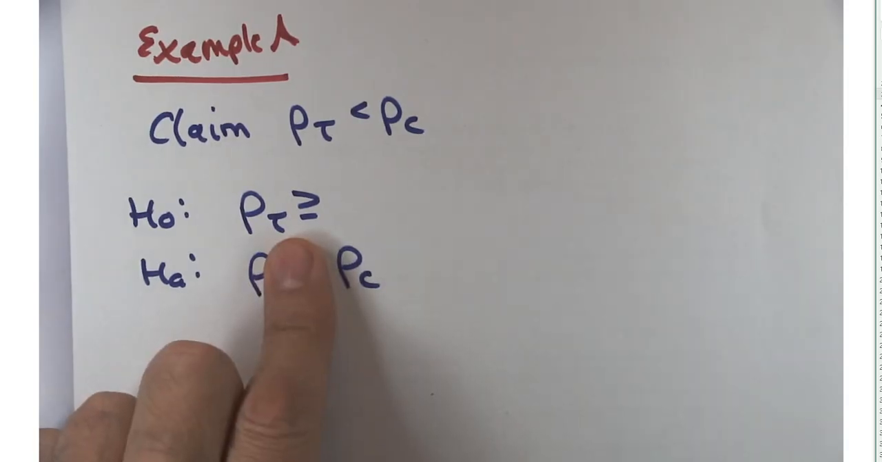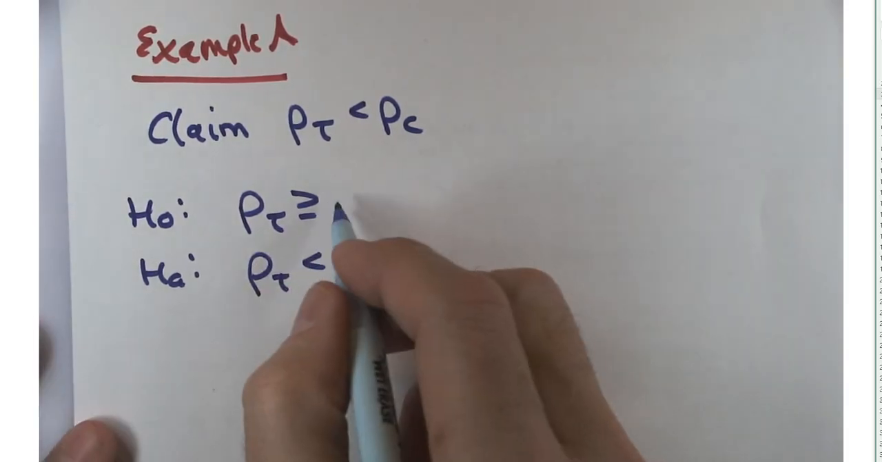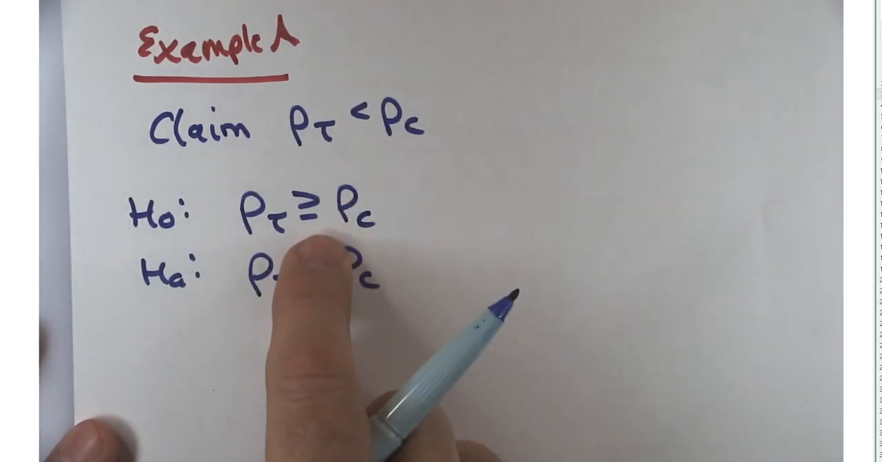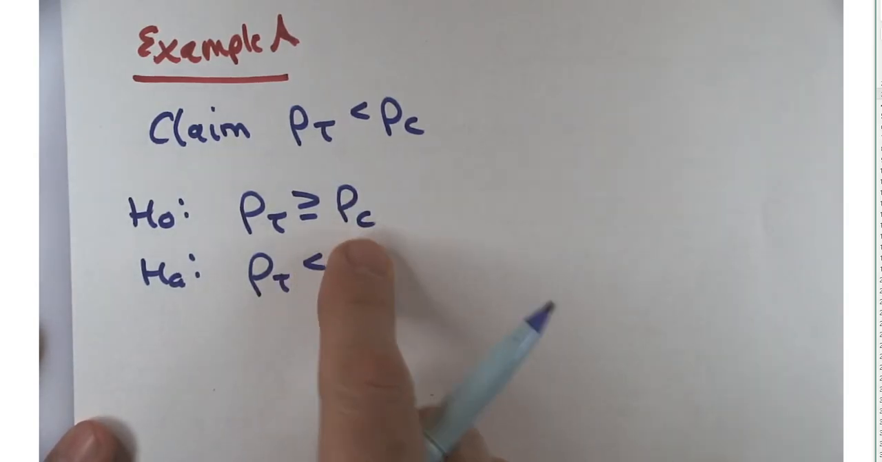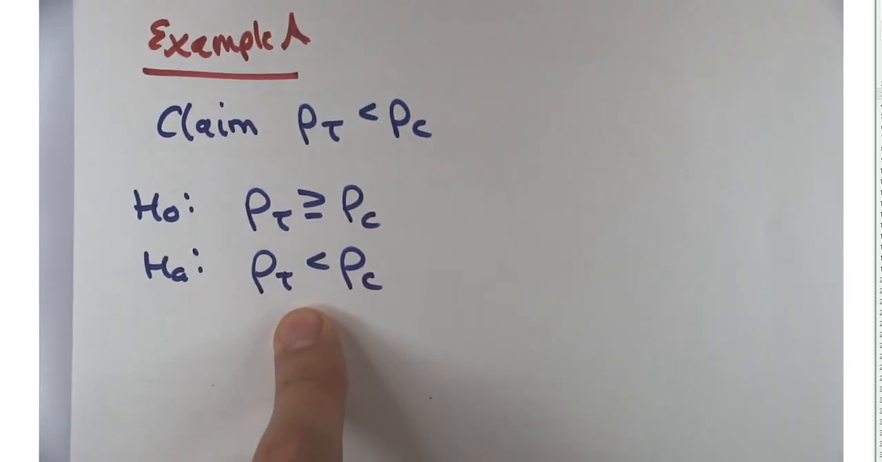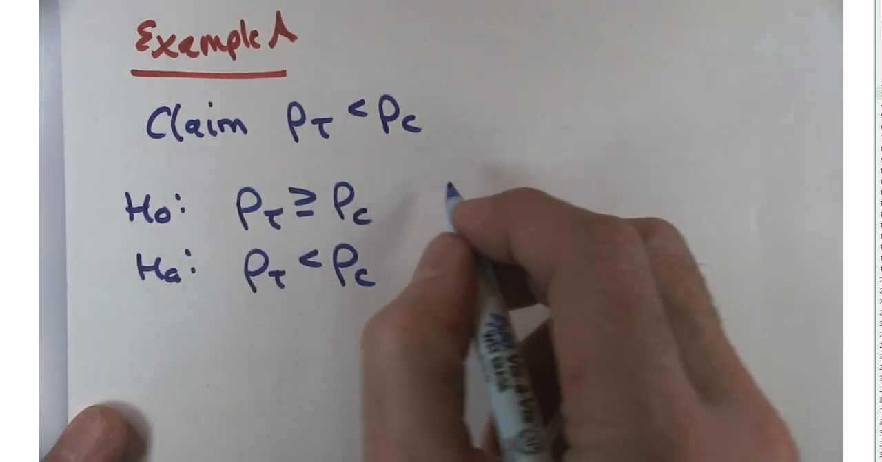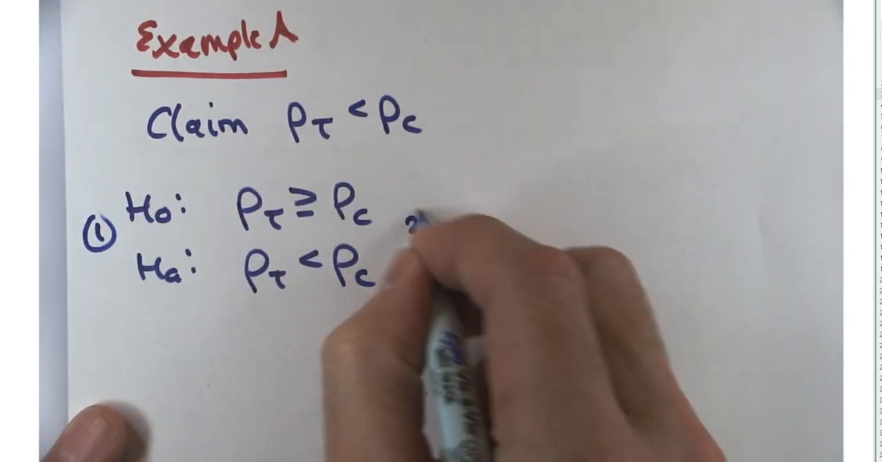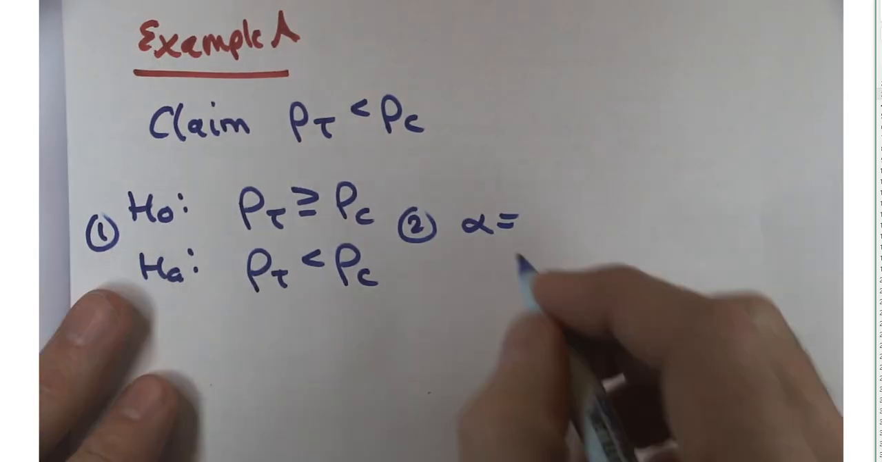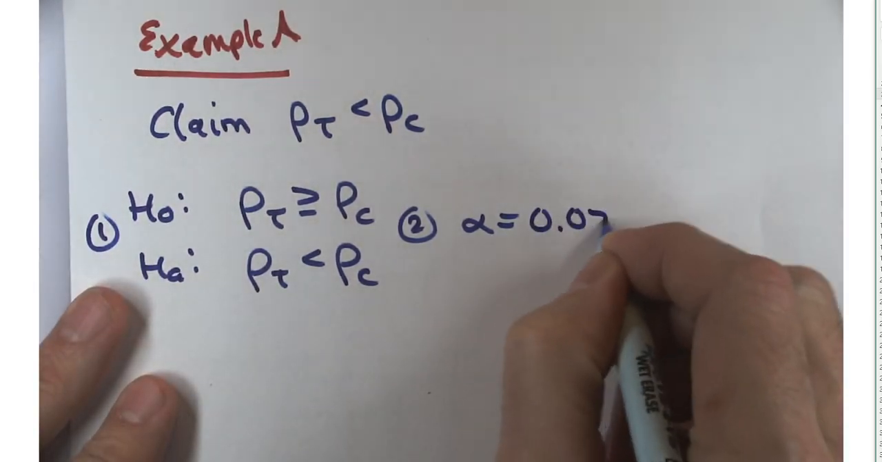So you've got the group that got the vaccine, the treatment group, has a proportion greater than or equal to the control group, and the alternative hypothesis is that the treatment group gets polio at a rate less than the control group. That's step one. Step two. Do they give you an alpha in this one? Yeah, 0.05. So alpha is 0.05.